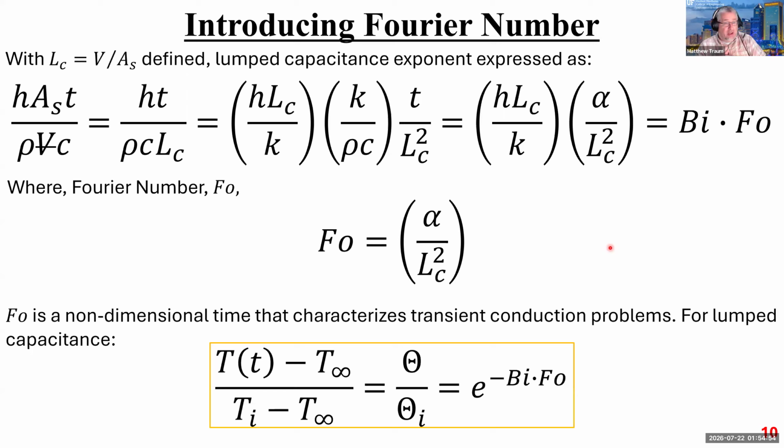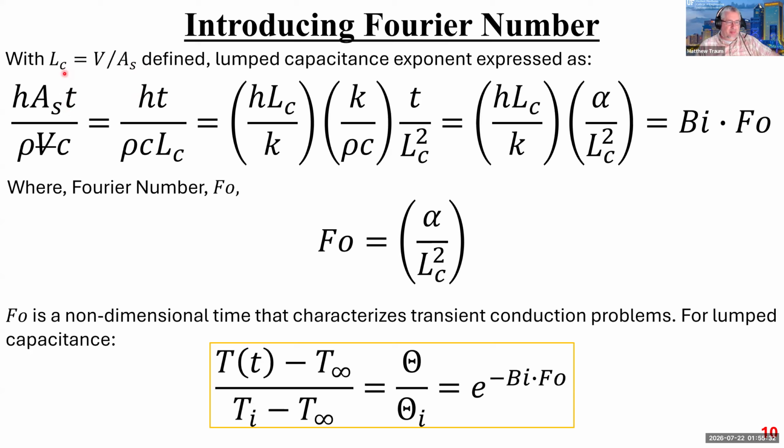And it turns out, it's a little bit counterintuitive, but the Fourier number is actually buried in the exponent for lumped capacitance, which is kind of funny because lumped capacitance and the Fourier number are diametrically opposed. They never show up together because if you can do lumped capacitance, you don't need the Fourier number and vice versa. But it turns out that the Fourier number is actually in lumped capacitance. And the way to get to it is to recognize, okay, we've got this definition for LC, which is the volume over the surface area.